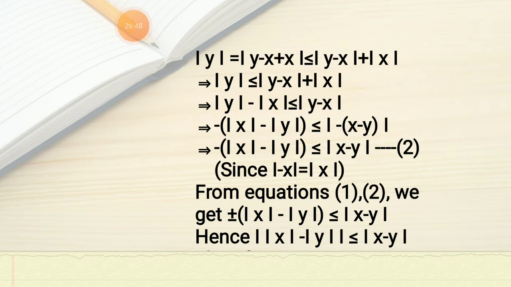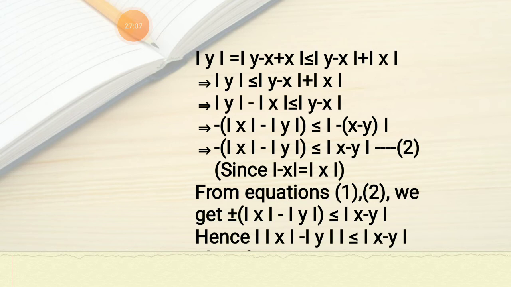y minus x. Taking minus common, minus of mod x minus mod y is less than or equal to mod of minus of x minus y. So minus of mod x minus mod y is less than or equal to mod of x minus y, because mod of minus x and mod of x are the same. So mod of minus of x minus y and mod of x minus y are the same.